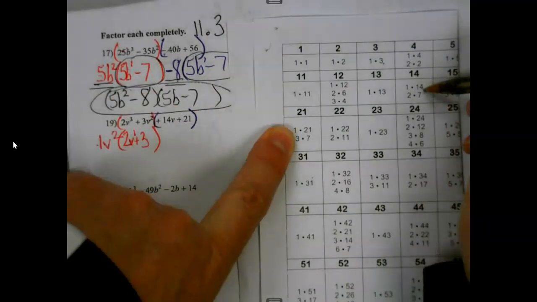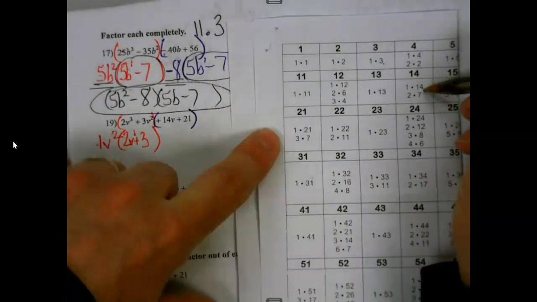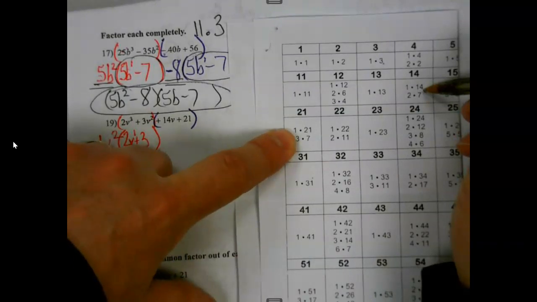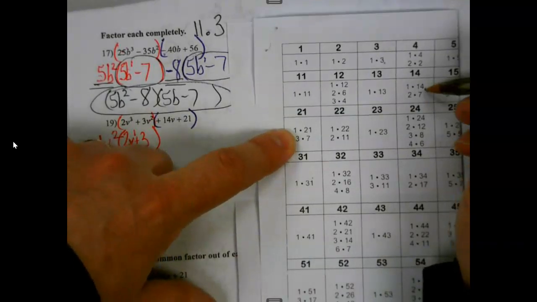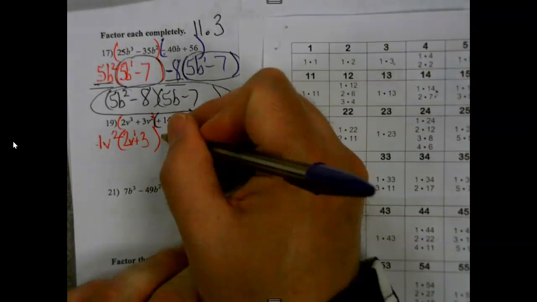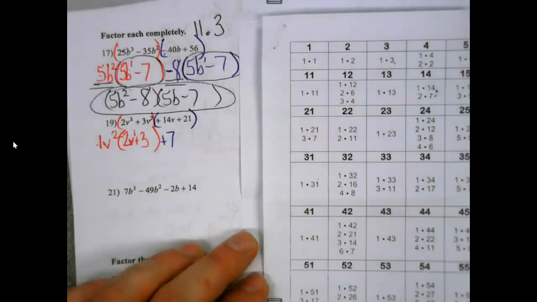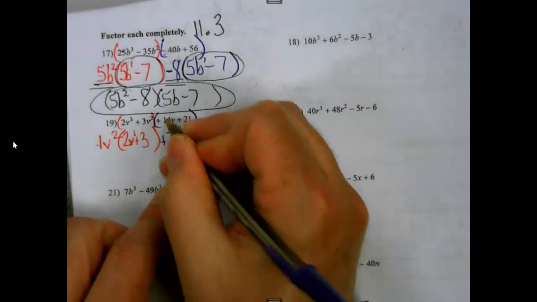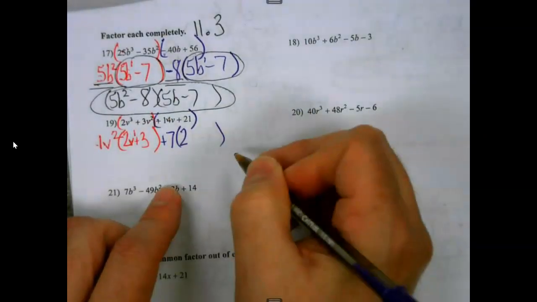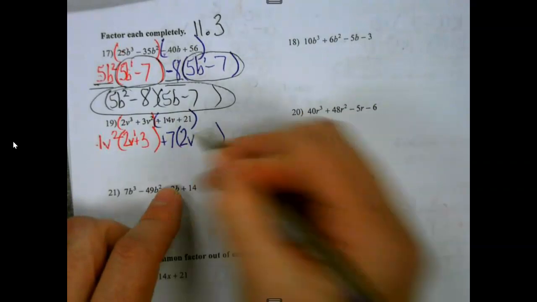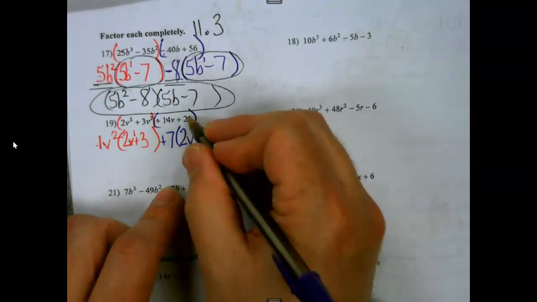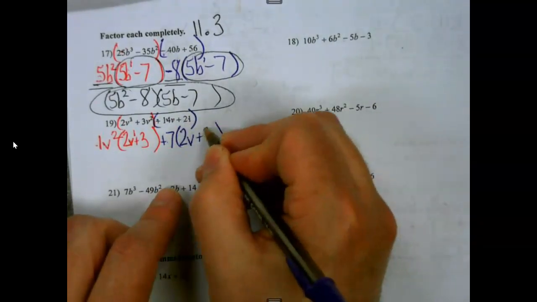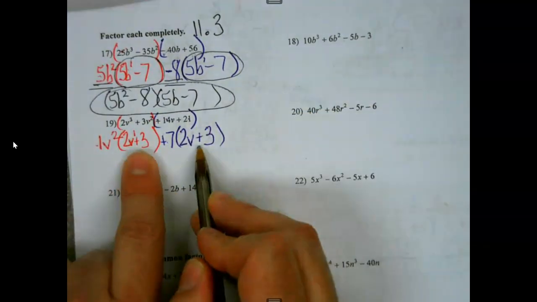14 and 21 are my next boxes here. What's my common term here? 7. And that's a plus, so I'm just going to use plus. 14 divided by 7 is 2. That's good. Still got my V. 21 divided by 7 is 3. Whoop, whoop. We're good.